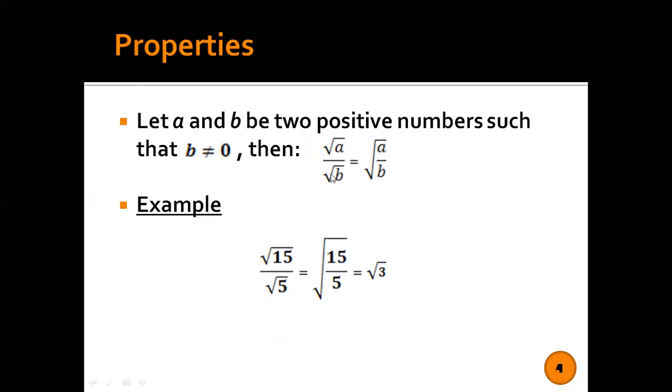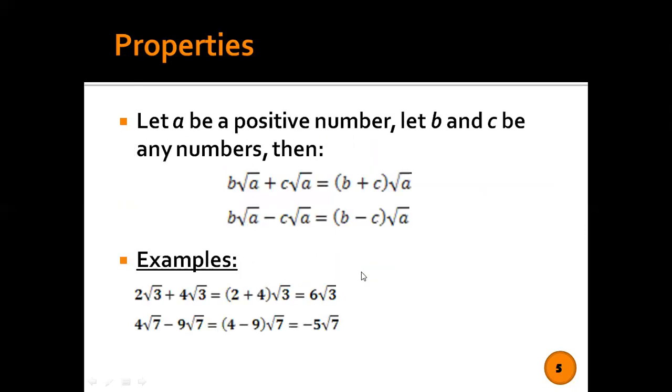Let a and b be two positive numbers such that b does not equal 0. Then radical a over radical b equals radical a over b. So we can put a over b under one radical sign. Example. Radical 15 over radical 5 equals radical 15 over 5, but 15 over 5 is 3. So the answer is radical 3.